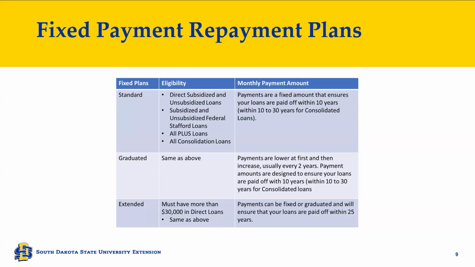And then it'll get paid off within 10 to 30 years. For the extended plan, you need to have more than $30,000 in direct loans. The payments can be fixed or graduated, but the term is going to be 25 years with that type. With the standard plan, you're automatically put into that. With those other two, you do need to apply, essentially, and get approved for those types of plans.